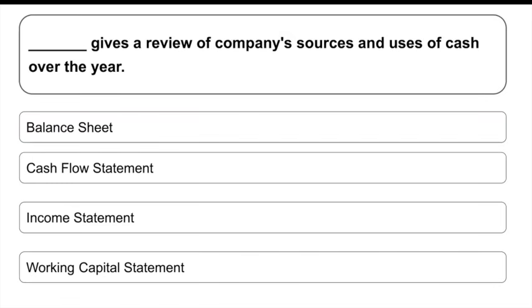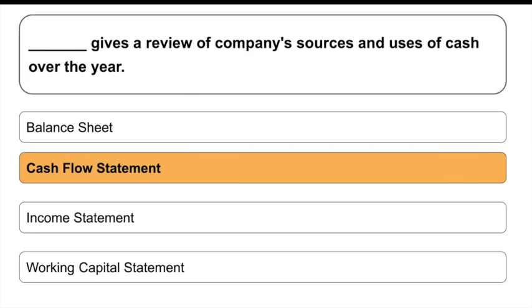Going to the next question, dash gives a review of a company's sources and uses of cash over the year. Options are A, balance sheet, B, cash flow statement, C, income statement, D, working capital statement. So the correct answer is cash flow statement. If you look at a cash flow statement, you get a complete review of the company's sources and how it is using the cash over the year.